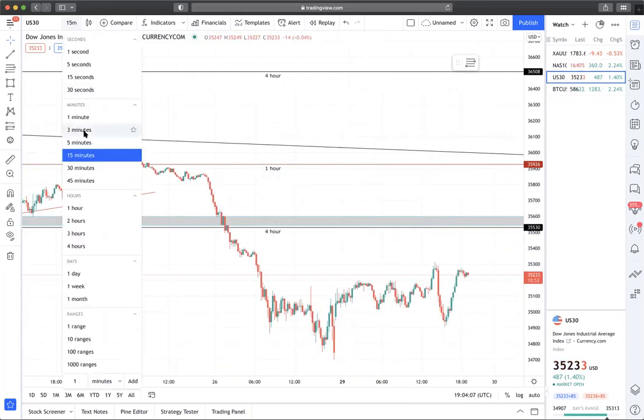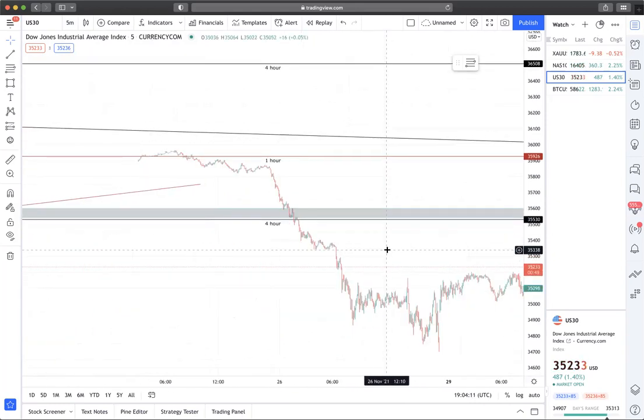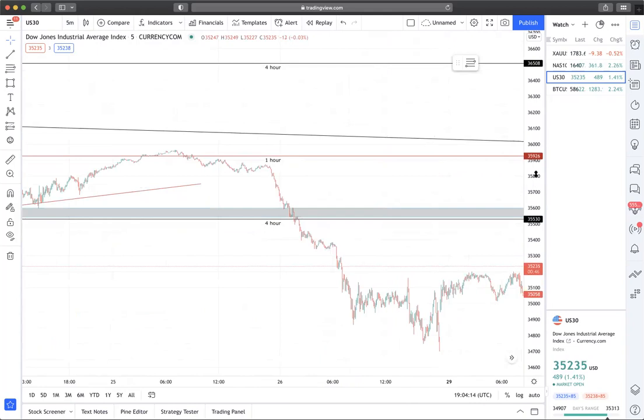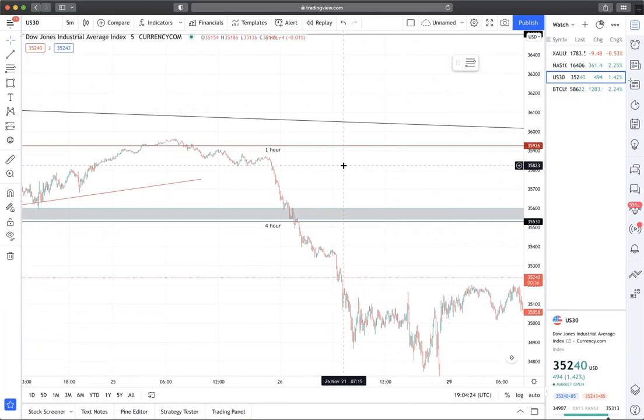Now, on the 5-minute, this is where I do all my entries. I do take some entries on the higher time frame, but not during the morning. So 9:30 a.m. Eastern time, I only take entries on the 5-minute time frame because the market moves so quickly. So it's all scalping for me.